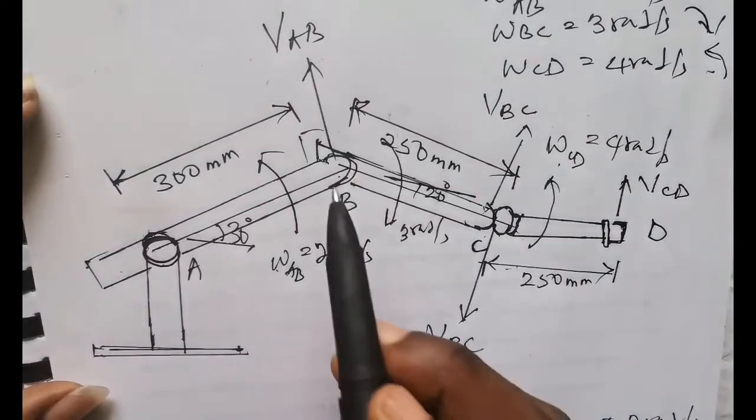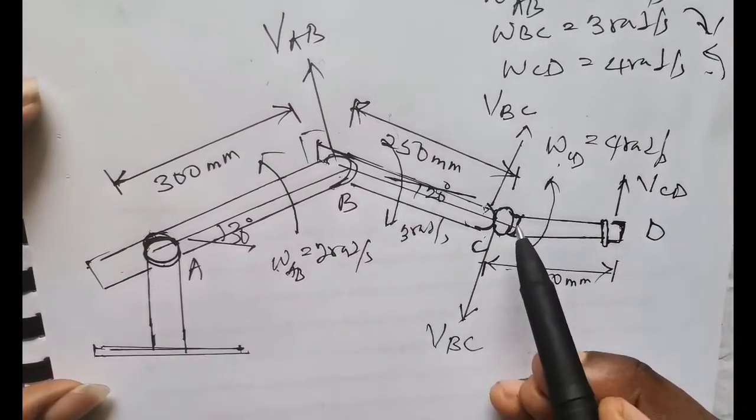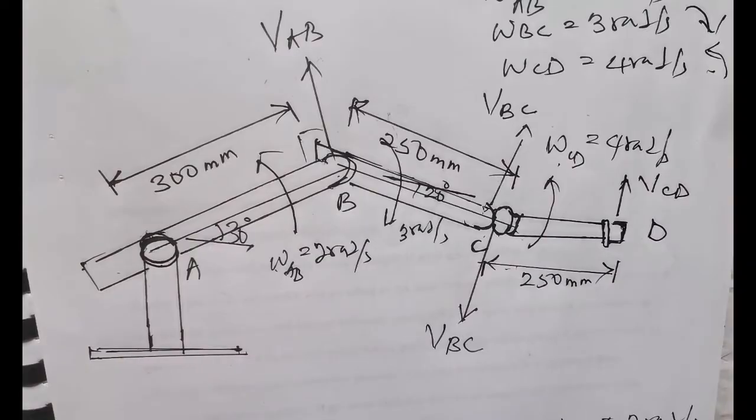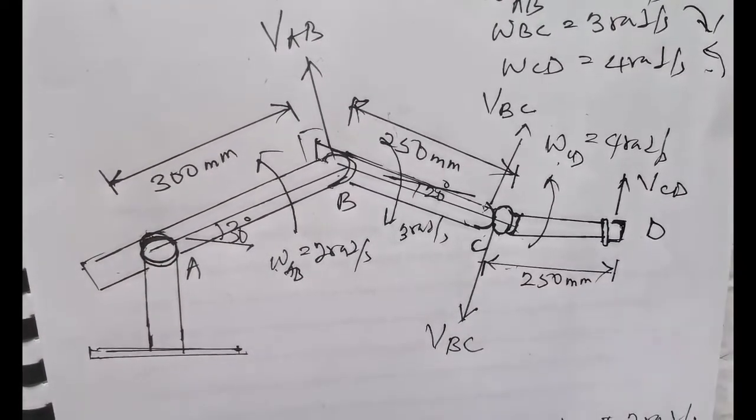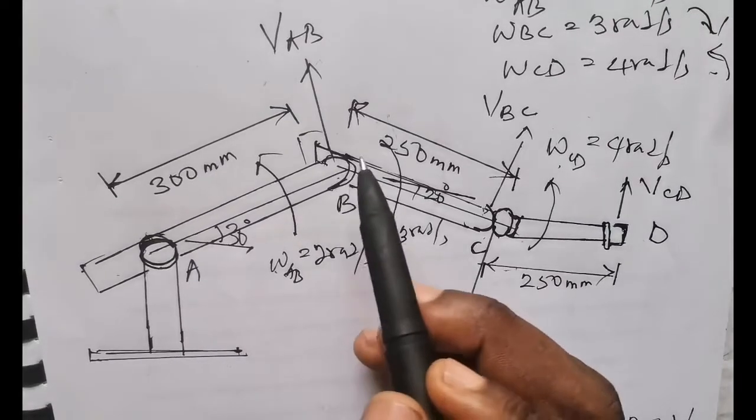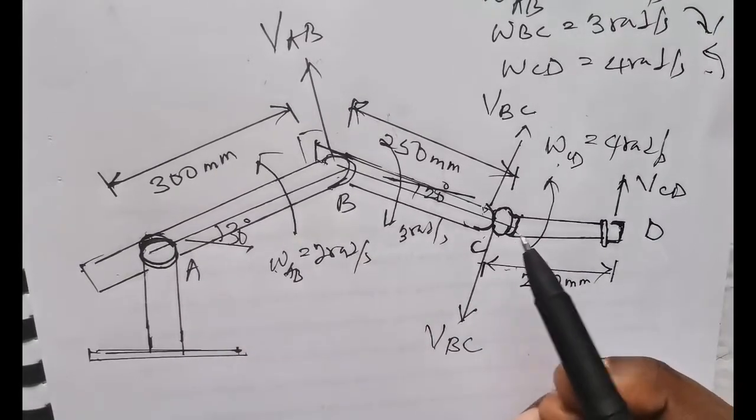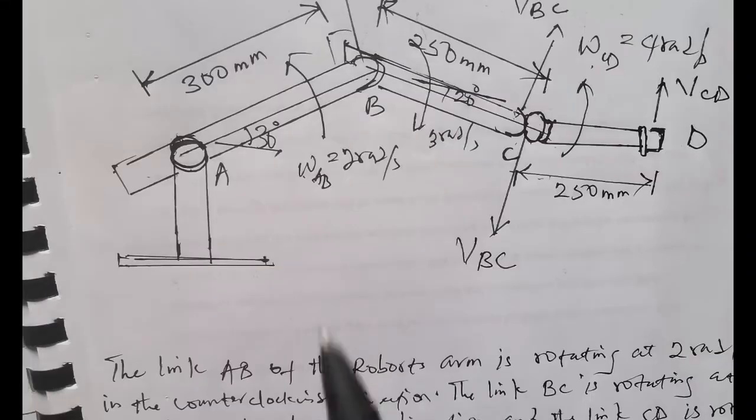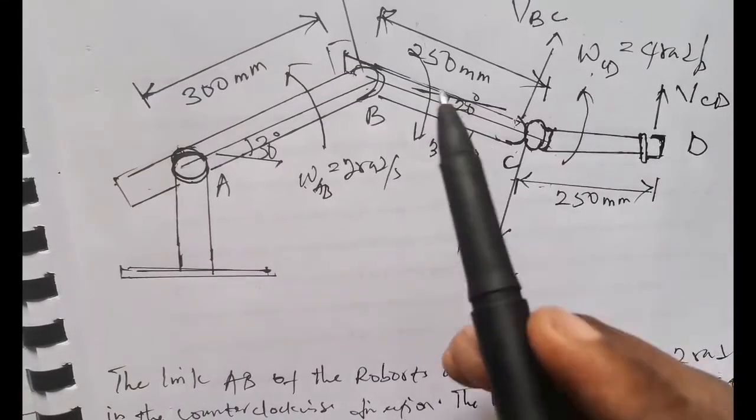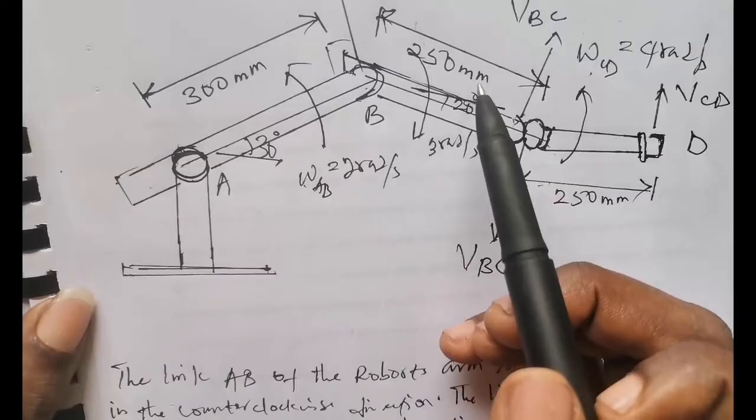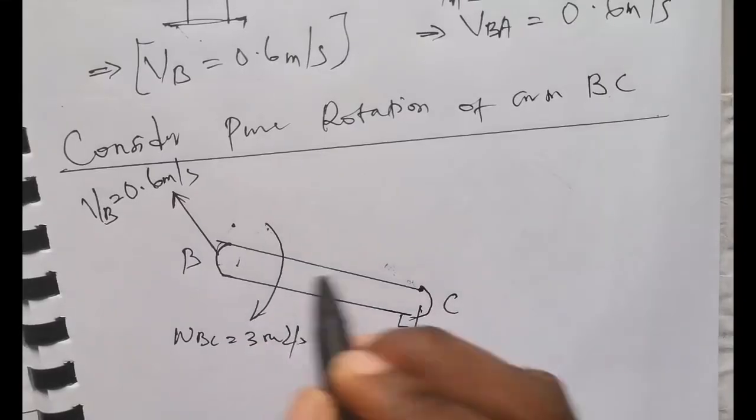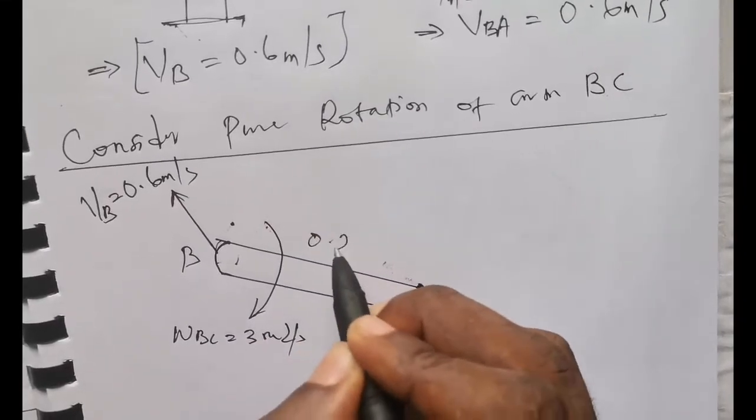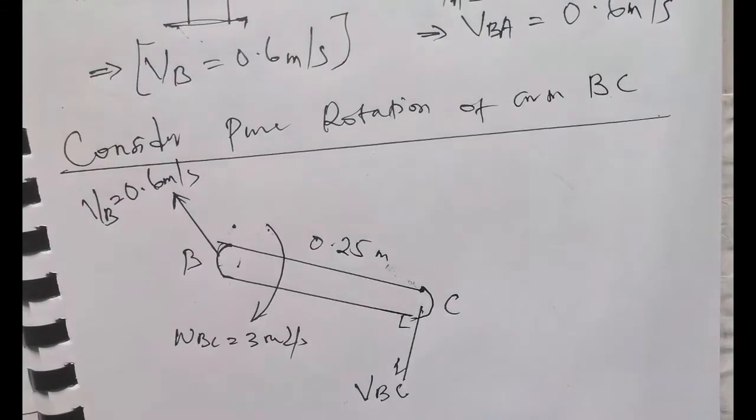Now we consider rotation of arm BC. We're using the same idea. So our aim now is to find the speed at point C. So you simply consider now the motion of arm B down to C. The distance between point B to C was given as 250 millimeters, which we can convert to meters by dividing this value by 1000. That simply gives us 0.25. So the distance between this arm is 0.25 in meters.